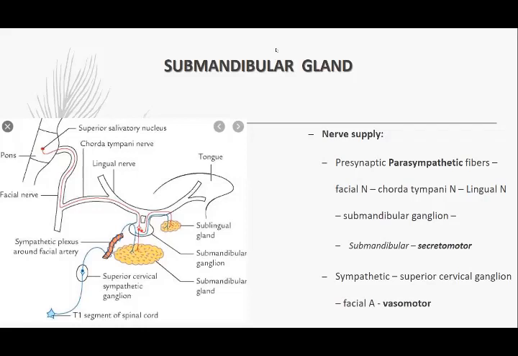Anything else related to the submandibular gland, especially its nerve supply? I know it's creating problems, but all of this is given in your book.